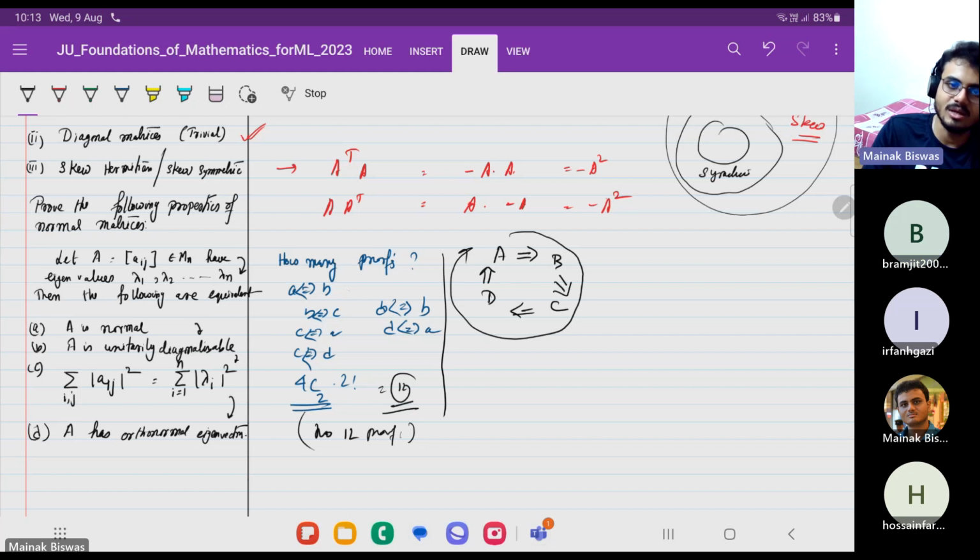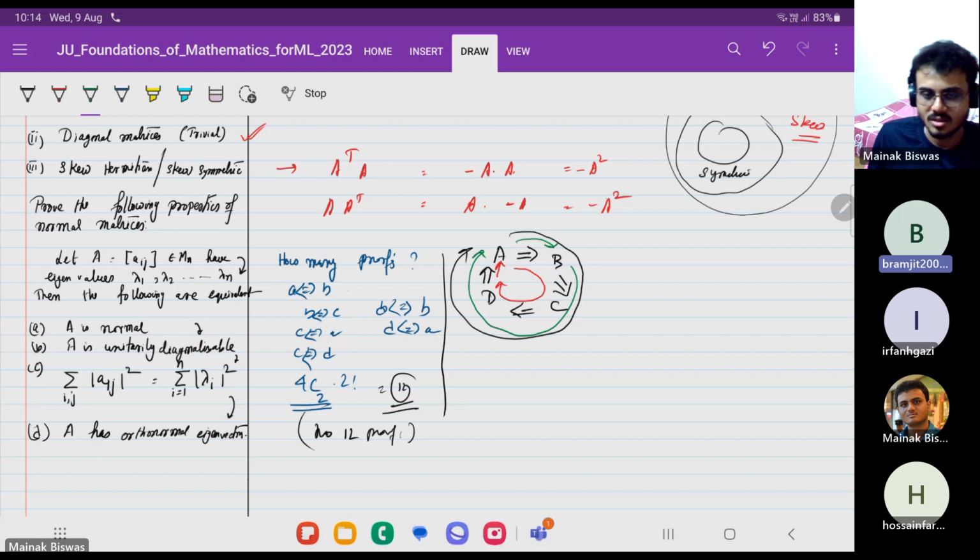Yes, you'll be coming back. So you will be coming back from D to A, right? If you want to go from A to D, you can go this way, yes, the entire chain back. And then you can go from D to A. So A to D, D to A, both are done. Similarly, A to B and B to A, both are done. All cases covered. So if you have a cyclic proof, you can always prove the entire thing is an equivalence.